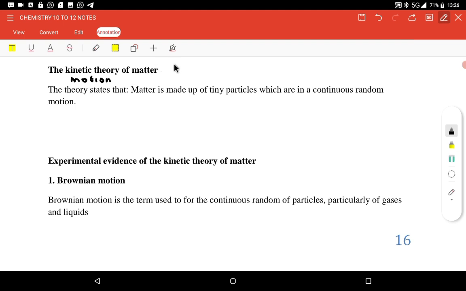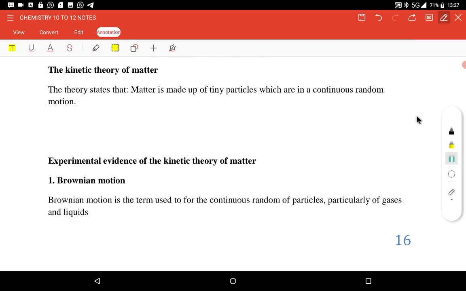Under matter, we said that there are three states of matter. And we said the three states of matter were what? Solid, gas, and also liquid. So that's what we know about matter. If we were to link this to the term kinetic theory, the theory of motion of matter, when you talk about matter, what you should think is: solid, liquid, and gas.